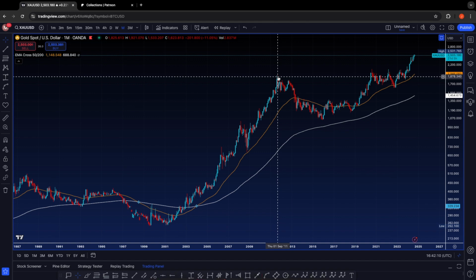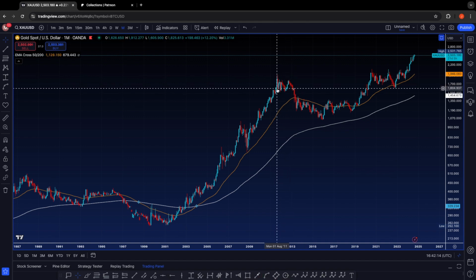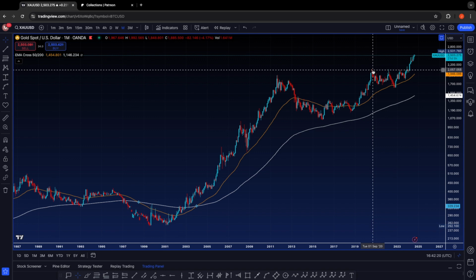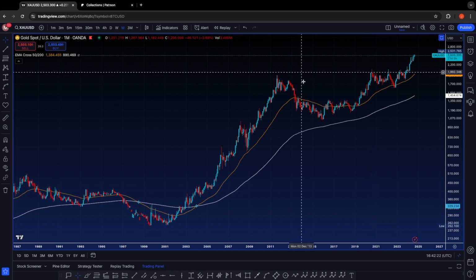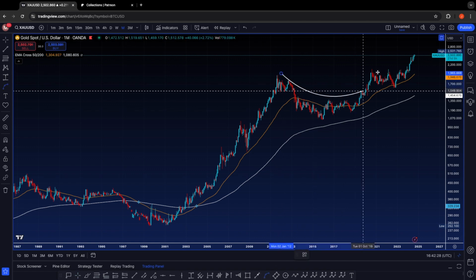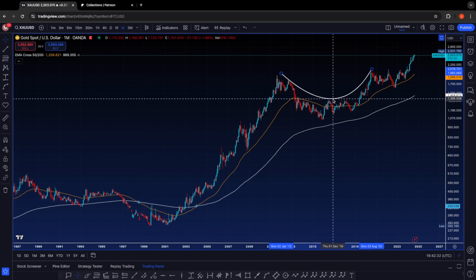We didn't know what this pattern was back then because it had to take some time to actually play out. But in hindsight, it's 2020. We see what had actually happened, and funny enough, we did peak in about 2020. This is our cup and handle pattern, and I'll explain to you exactly what it is in a second. This is a multi-decade pattern, or it could be a multi-decade pattern.